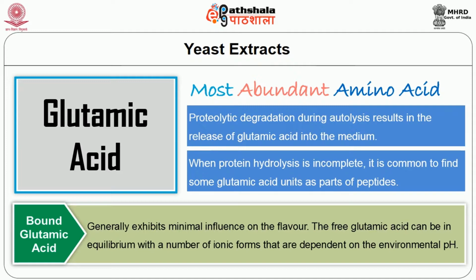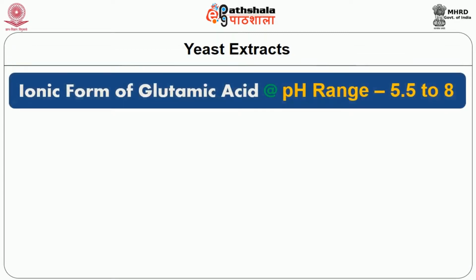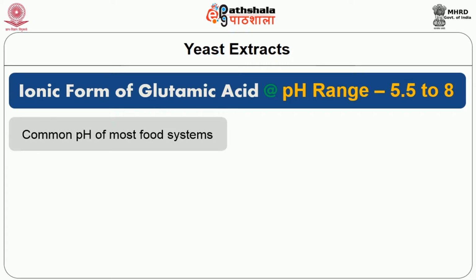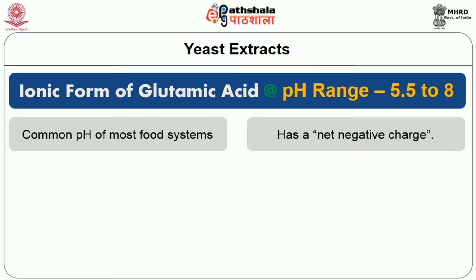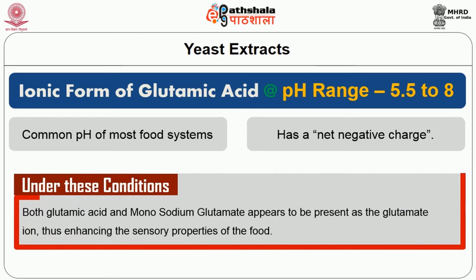The free glutamic acid can be in equilibrium with a number of ionic forms that are dependent on the environmental pH. The predominant ionic form of glutamic acid at a pH range of 5.5 to 8, which is the common pH of most food systems, has a net negative charge. Under these conditions, both glutamic acid and monosodium glutamate appear to be present as the glutamate ion, thus enhancing the sensory properties of the food.